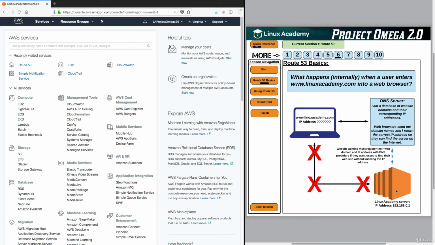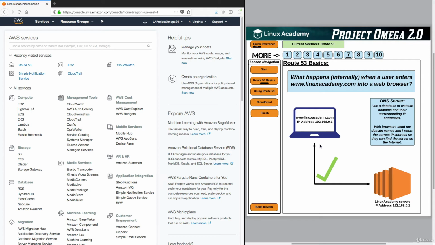Whoever's managing the linuxacademy.com server is a website admin. That website admin has to register the domain name and IP address with a DNS provider if they want anyone to be able to find their website without knowing the IP address. So when a user wants to access linuxacademy.com, they talk to the DNS server, and the DNS server says, oh yes, I know the IP address of linuxacademy.com. The linuxacademy.com IP address is 192.168.0.1. Once our computer has that IP address, it's able to locate and communicate with linuxacademy.com.